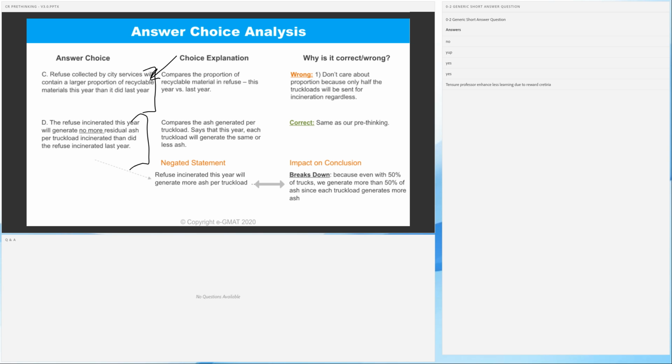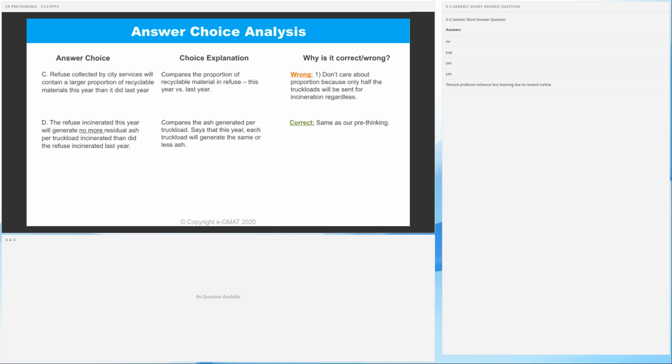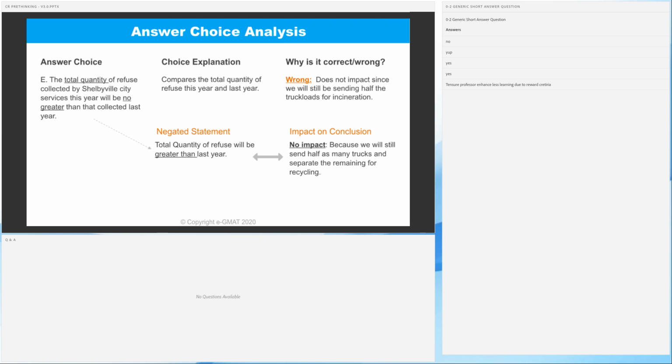Choice D talks about the ash per truckload. This is what's relevant to us. We talked about this, and this is the correct answer. You can see the negation test being applied over here as well. Choice E talks about the total quantity of refuse. That doesn't matter. Why? Because regardless of the total quantity of refuse, I'm going to send half as many truckloads. Okay.